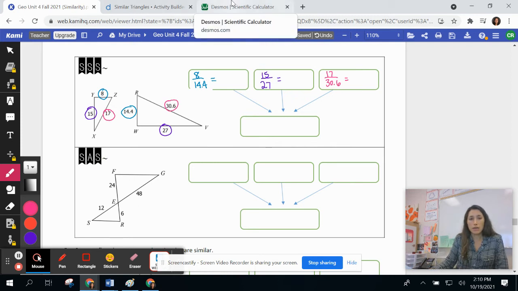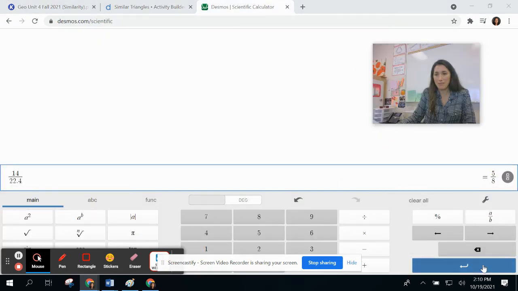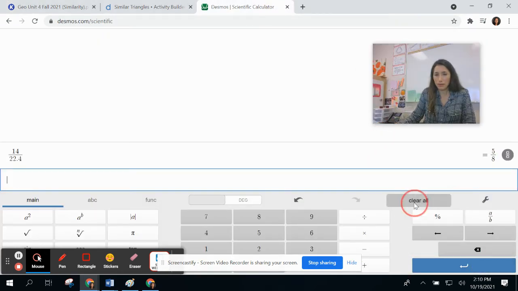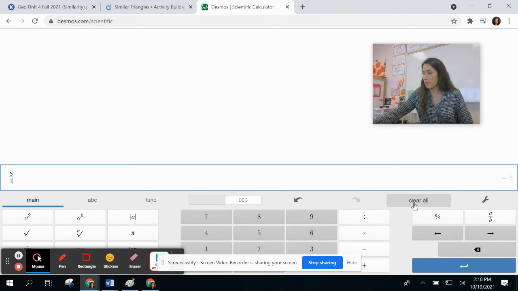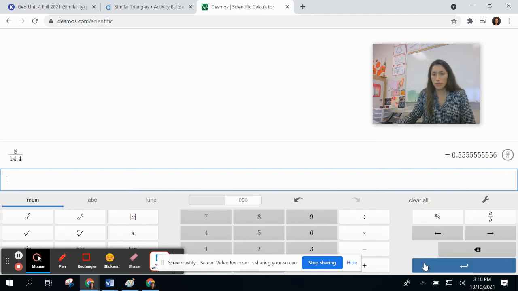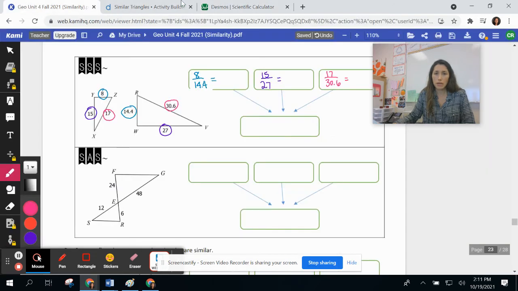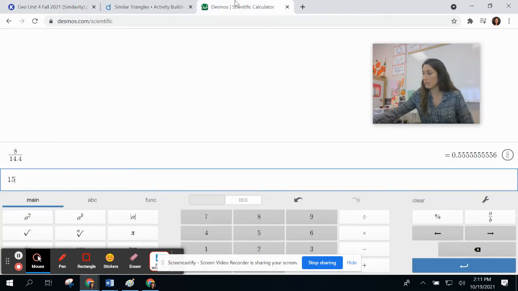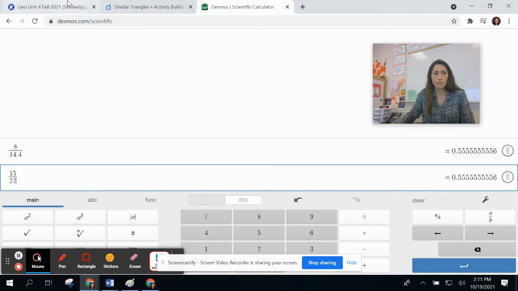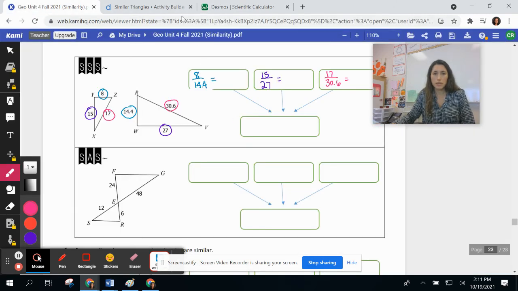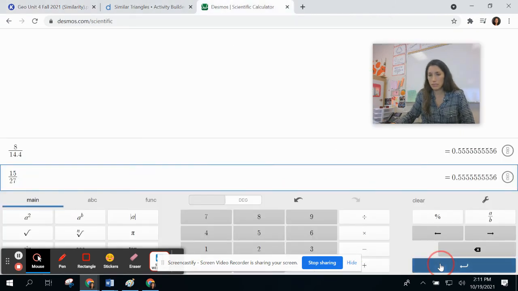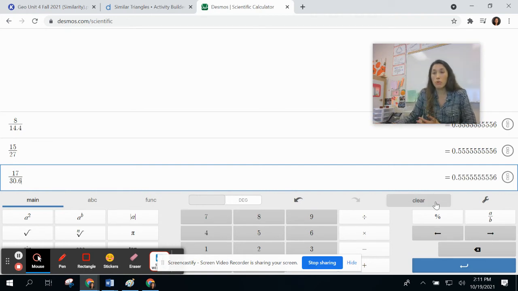So we've got 8 and 14.4. So 8 divided by 14.4. Let's check the 2 other ratios. 15 and 27. And our last ratio was 17 and 30.6. So they all equal 0.5 repeating. It's also okay if you want to write them in reverse. That would have been fine. But if I'm doing the smaller over big, I would keep that consistent.